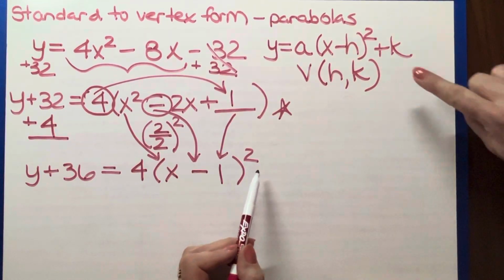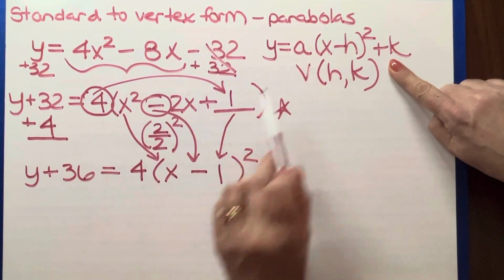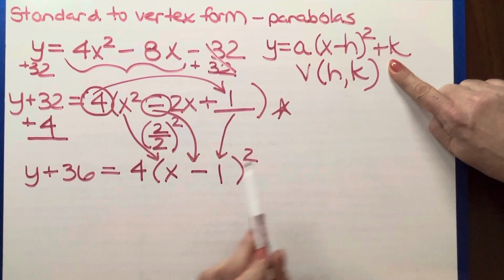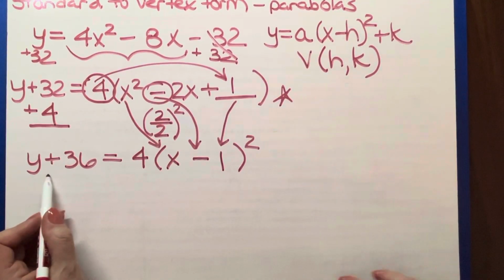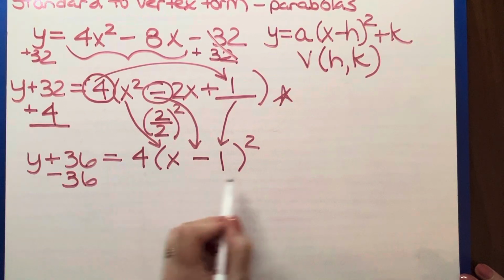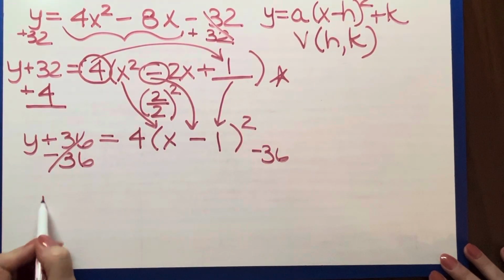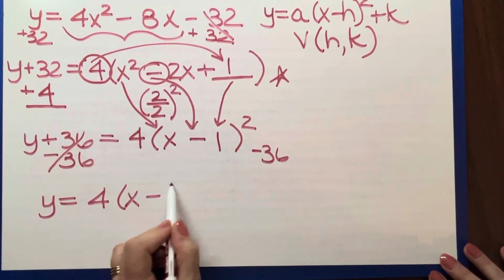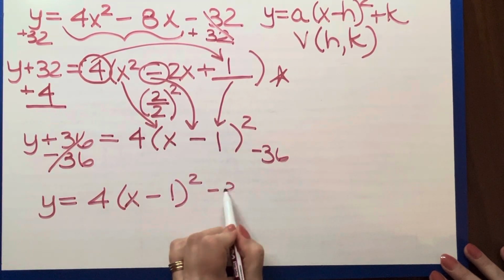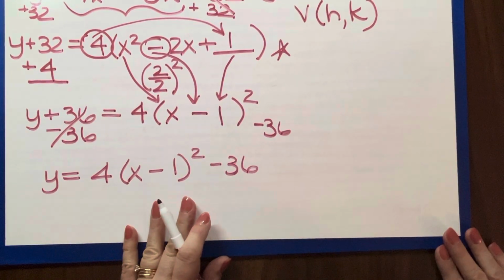Now, if you're keeping an eye over here on what the vertex form looks like, we're almost there. We have the a is the 4, the x minus h is the x minus 1, and we need this k. The k I'm going to get by moving my 36 back over to the right-hand side. So y equals 4 times (x minus 1) squared minus 36. So here's my vertex form.